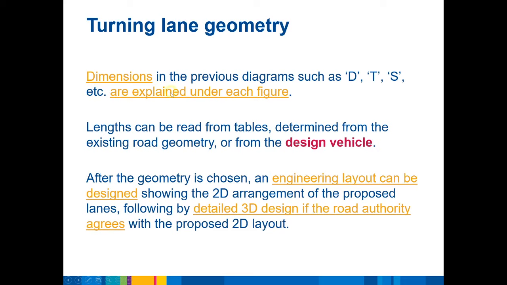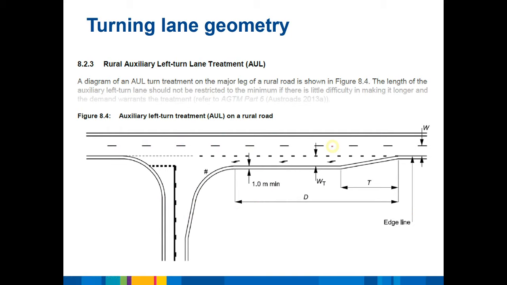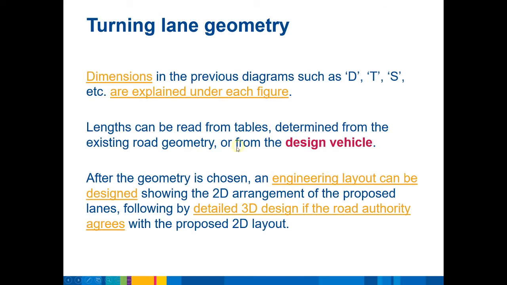If you were to go and look up each figure that we were just talking about in the Austroads Guide to Road Design Part 4A, you will see that all of these dimensions are explained under the figure. We can read different lengths from tables, and we can determine different parts of the road geometry from the design vehicle, different parts of the curb return and that sort of thing. When I say curb return, that's this part. This part here is the curb return. So the curb return will come from the design vehicle, from an AutoCAD turning movement or something similar, and other parts come from design tables.